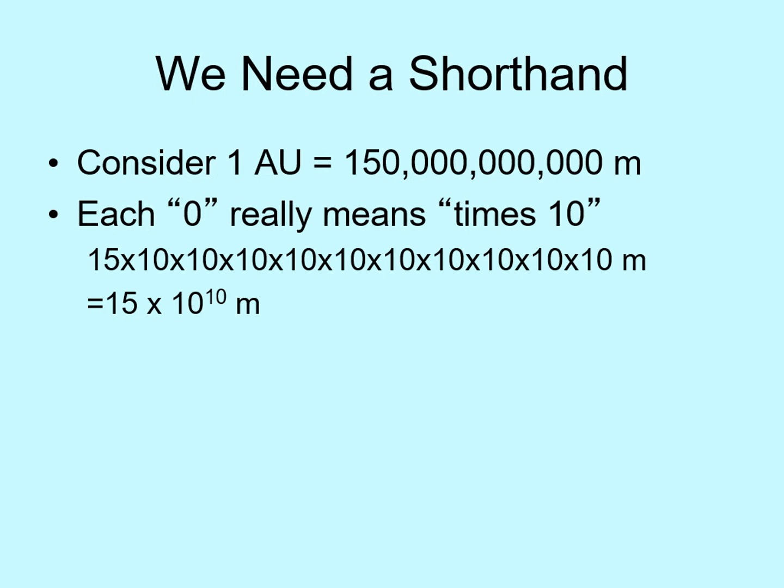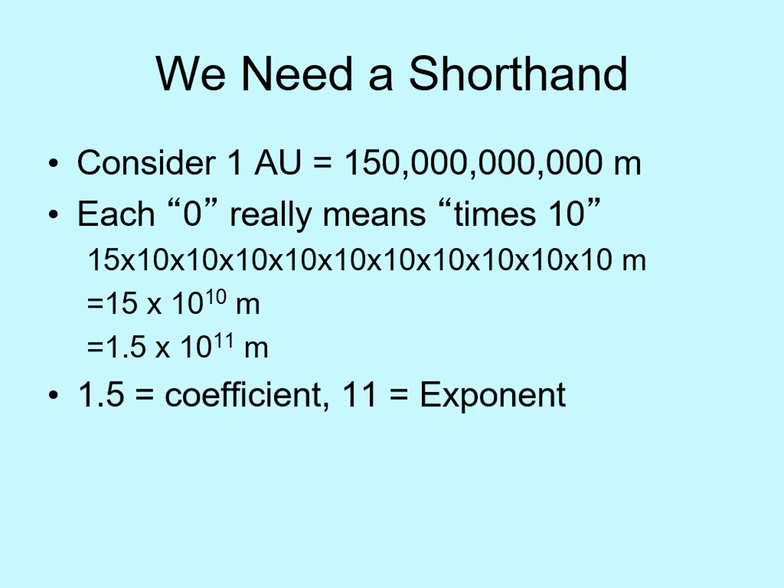We're almost done. There is just one more change we need to make. We like to write these things with just one digit to the left of the decimal place. To do that, we have to turn the 15 into 1.5. Since we're taking out a factor of 10, we need to put it back in somewhere else. So we put it in the exponent. That gives us 1.5 times 10 to the 11th power meters. As I just mentioned, the little number above the 10 is the exponent. The number out front is called the coefficient.